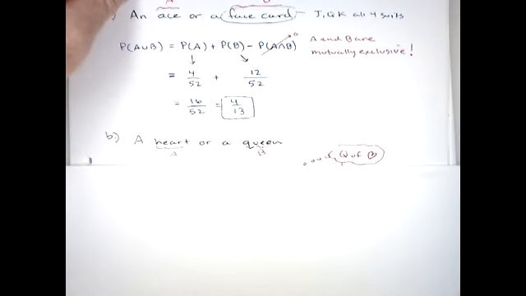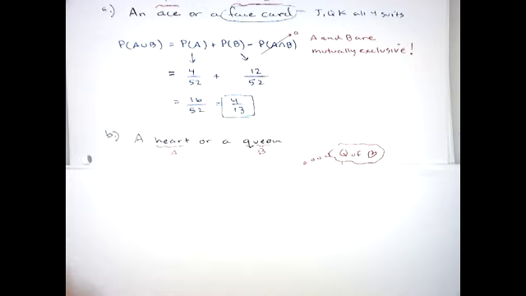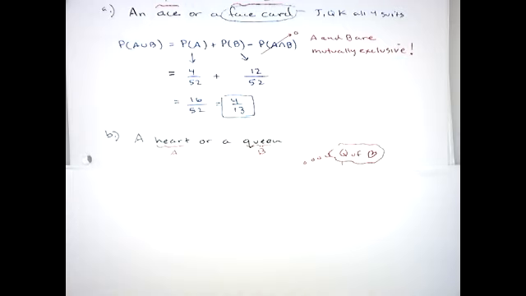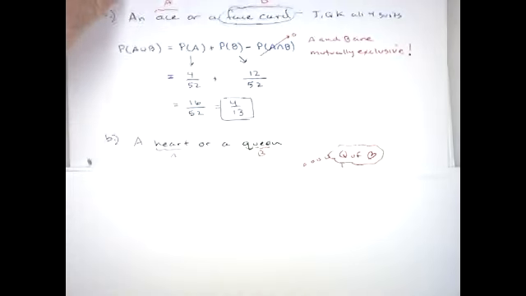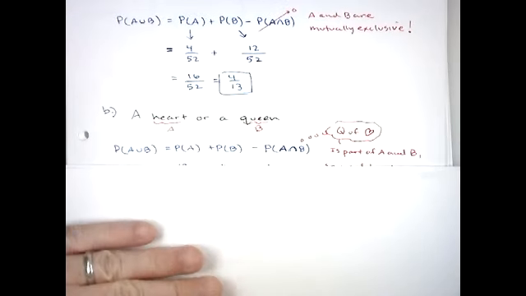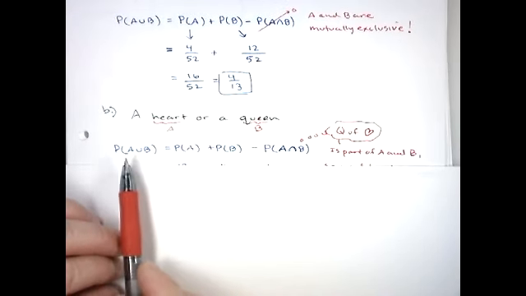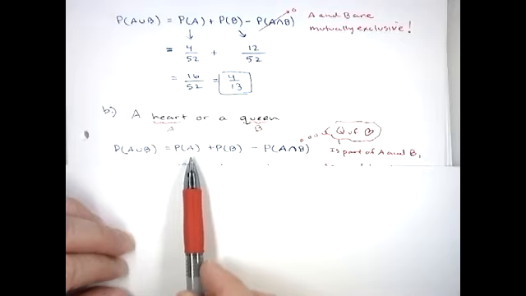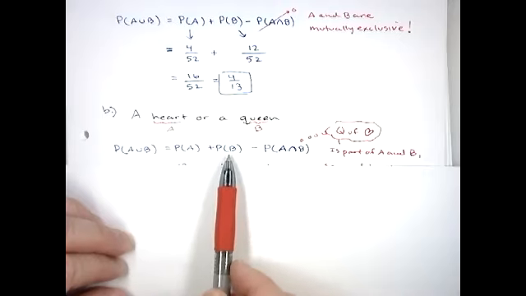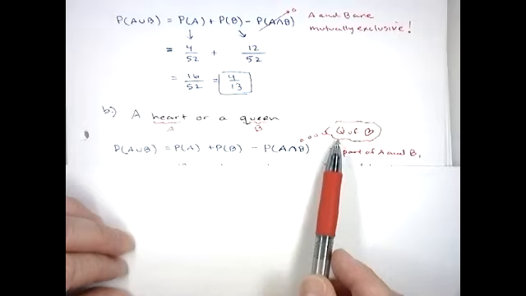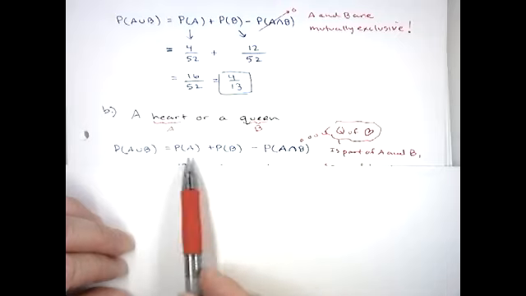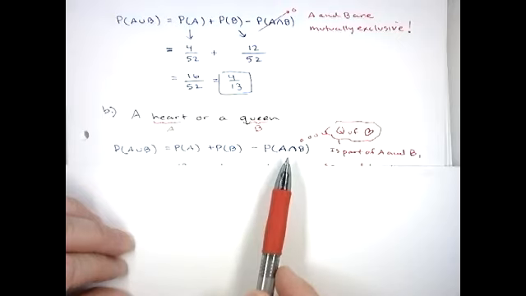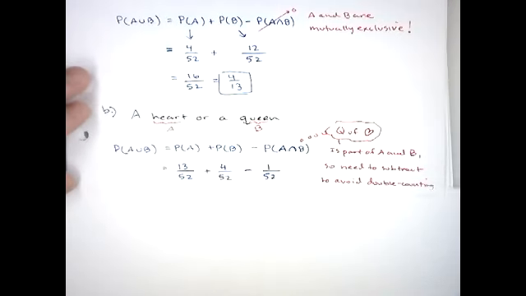Okay, how about a heart or a queen? We'll let A be the probability of getting a heart, B represent the probability of getting a queen. Now we should be thinking there is some intersection here, right? In our probability formula, we want to consider the probability of getting a heart plus the probability of getting a queen, but there is a queen of hearts in the deck, which would apply under both of those categories. So we're going to count it here and we're going to count it here. We don't want to count it more than once. So we're going to subtract that out.